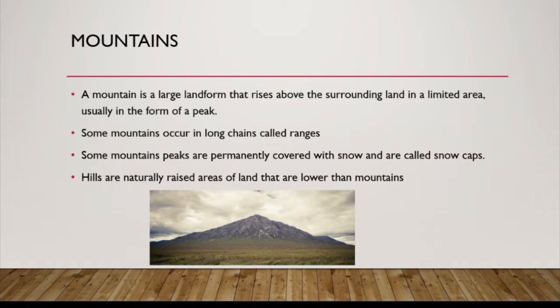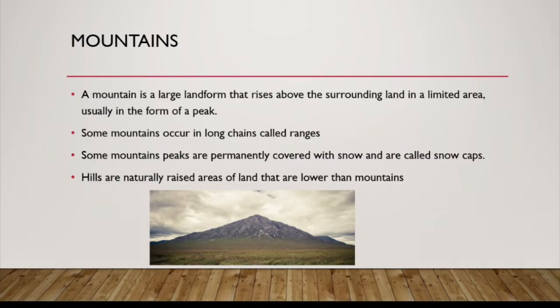A mountain is a large landform that rises above the surface of the land in a limited area, usually in the form of a peak. As you can see in the image here, this is the mountain and there is a peak. If you climb, it means you'll be climbing up to the peak. Some mountains occur in long chains called ranges. Some mountain peaks are permanently covered with snow and are called snow caps. Hills are natural raised areas of land that are lower than mountains. So a hill cannot be higher than a mountain. A hill is always lower than a mountain.